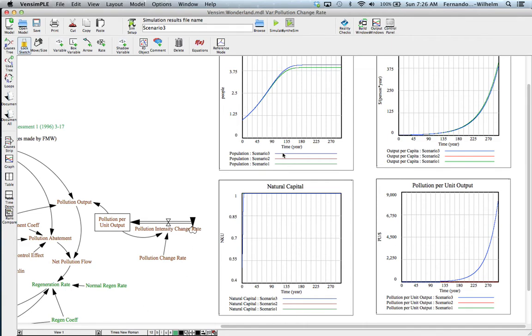Very, very weird. Again, population doesn't change much. You've got plenty of natural capital. This drives production up, and even with pollution growing, there's not a whole lot of an effect. So pollution here doesn't have a whole lot of an effect on nature and production. So I think it's not really very realistic.